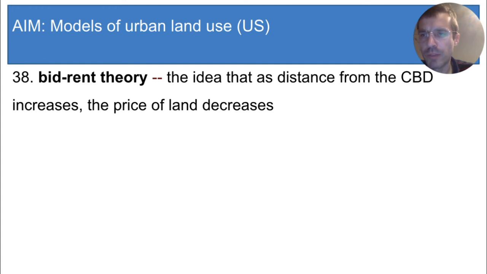Bid-rent theory explains why there are so few homes but so many skyscrapers in the CBD. Skyscrapers with many offices can afford the rent in the CBD, while a single-family home or even apartment building could not. As a result, residential areas are always outside of the CBD where land is cheaper.